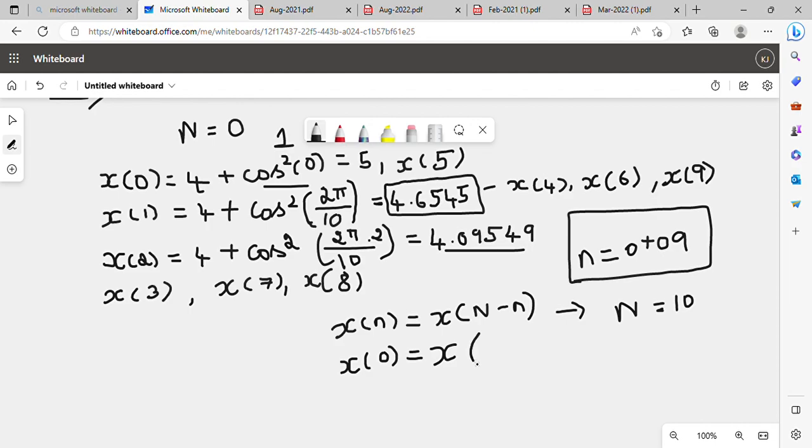If you take x of 0 now, it is 10 minus 0, which is 10, right? So here we have not done for x of 10, so this is ruled out, right? We have done till x of 9, right?